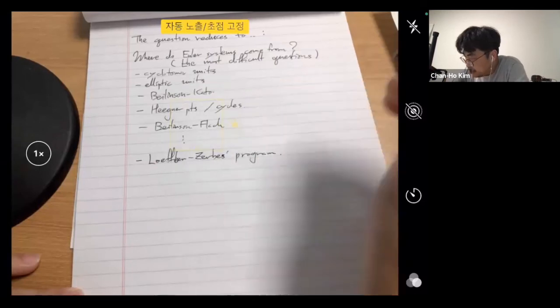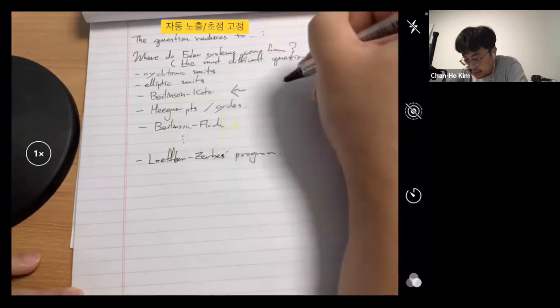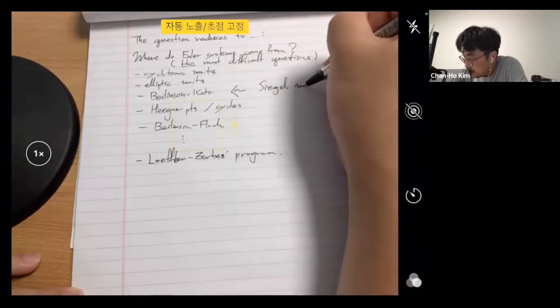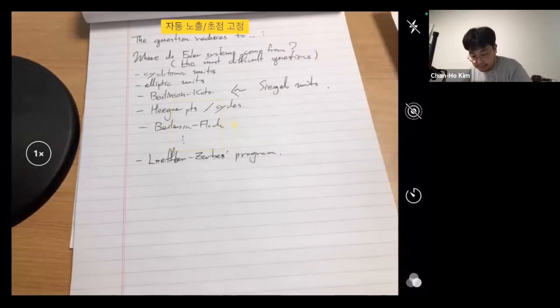And of course, my lecture series, like this guy comes from the Siegel unit. And now let me briefly draw the very rough picture of how to get Kato's Euler system.